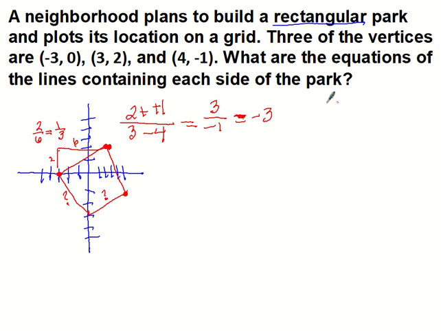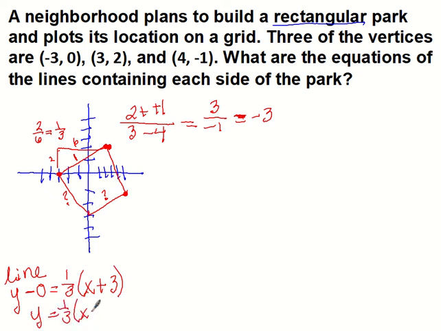So now we need to write some equations. We can at least start them. So we can write the equation of this one. Let's put a 1 here, and I'll put line 1. And we know the slope is 1/3. We also know it goes through this point. So I'm going to use point-slope form. So y minus 0 equals 1/3 (x plus 3). And if I clean this up, it's just going to become y equals 1/3 x plus 3.